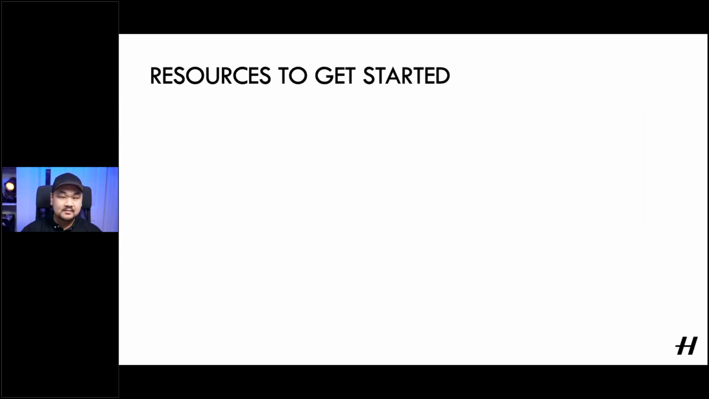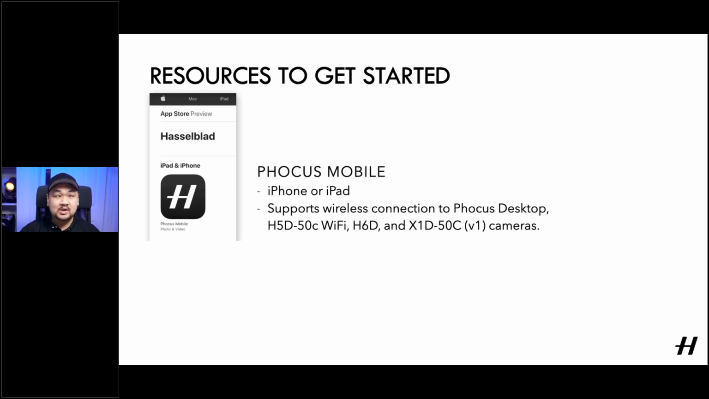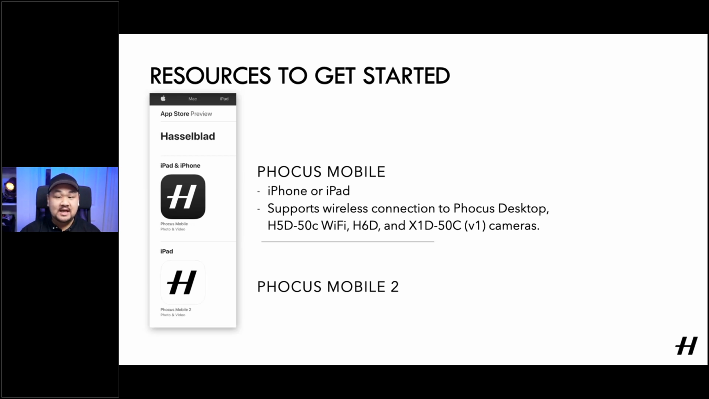So before we get too far in, we do want to make some clarification since there's some confusion given how our mobile apps are named. We actually have two apps. The first is Phocus Mobile, which is our first generation app that's been designed for iPad or iPhone. It's meant to connect to a desktop session of Phocus or directly to an H5D 50c Wi-Fi or H6D or first generation X1D. Now, if you want a fuller look at this particular app, do check out that Exploring Phocus webinar. But today's topic really concentrates on Phocus Mobile 2, which is our current generation app that's currently built for iPad. And before we jump to the device side of things, let's take a look at the supported cameras.